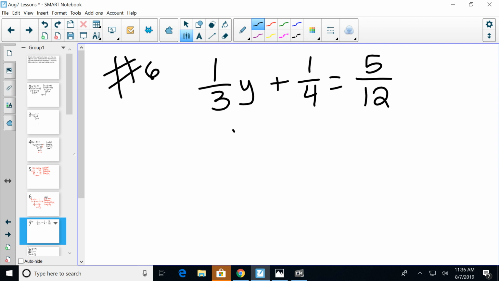What's your first property? Subtract. Now bring that one down. I'm confused. Put it on the right side. Subtract. He's walking you through it. Your classmates are helping you. Subtract 1/4, 5/12, on both sides. Don't do it on one side.